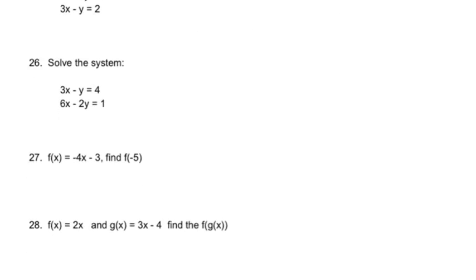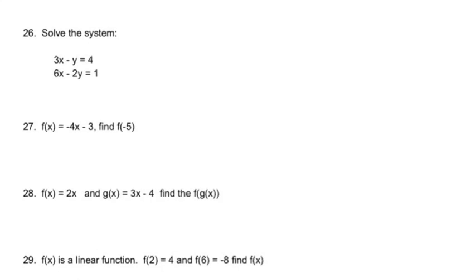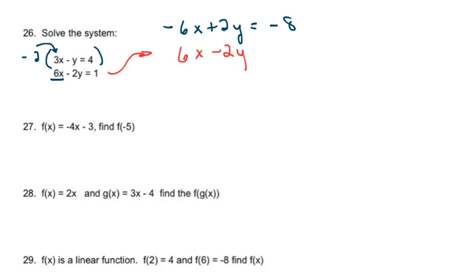Okey-doke. Another solve the system of equations problem. Problem 26 again looks like it is set up for linear combination. This time I'm going to take equation 1 times negative 2. This would give me a negative 6x right here, which would disappear when I'm adding it to the second equation, which has a positive 6x. So distributing negative 2 to everybody, I get negative 6x plus 2y equals negative 8. The second equation I leave the same, 6x minus 2y equals 1.